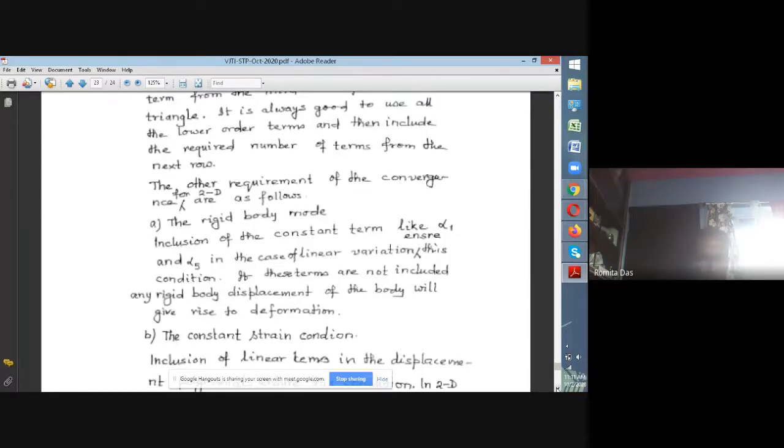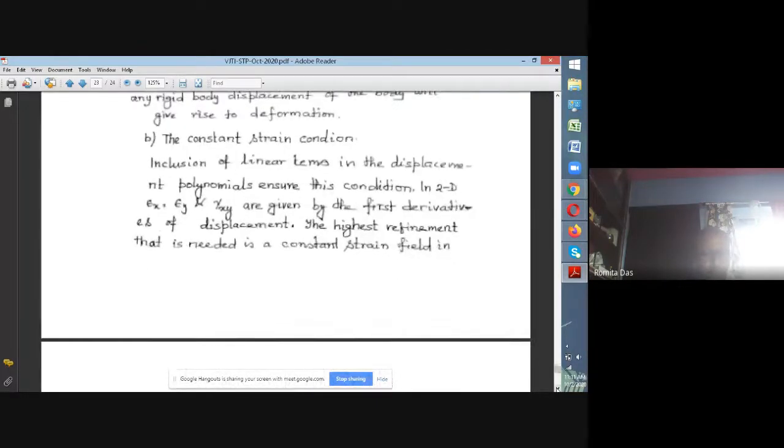Constant strain conditions. In particular for two-dimensional problems, you know that as you refine the element, finally the condition that comes up at highest refinement is the constant strain condition. Each element has no variation in strain. That's the condition which comes up on refinement. So your polynomial must be selected such that that condition can be reproduced by the polynomial.